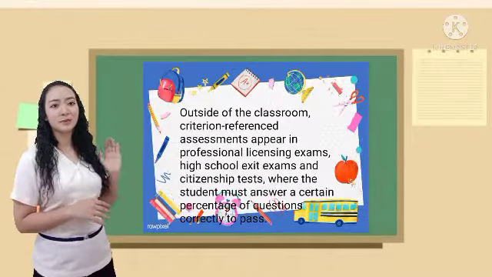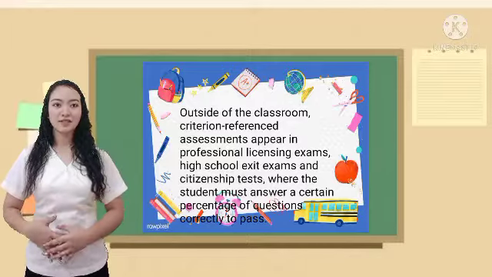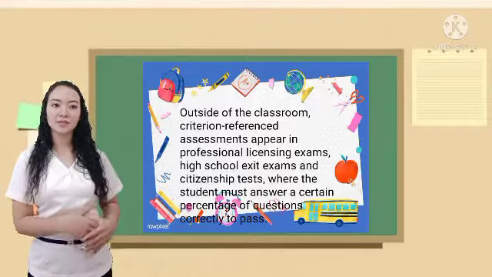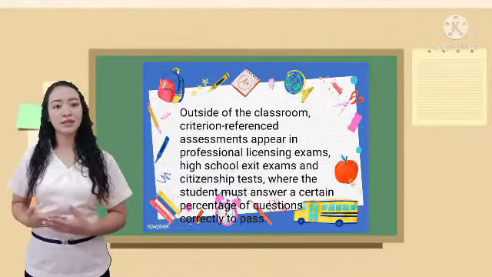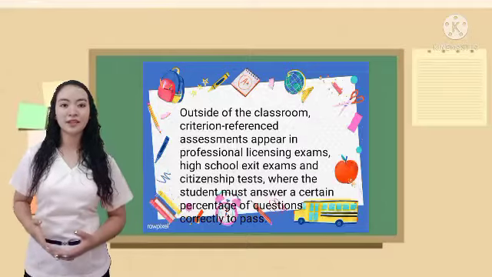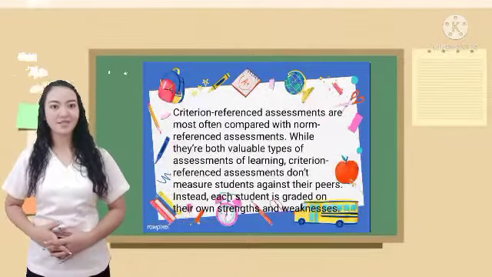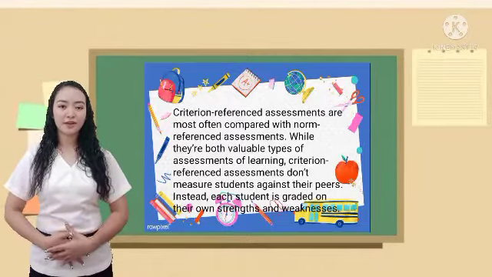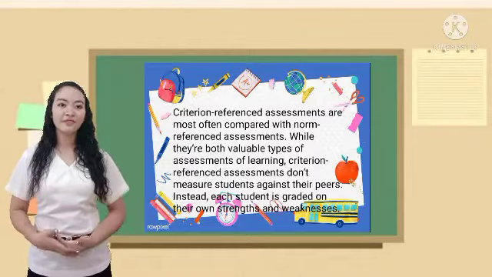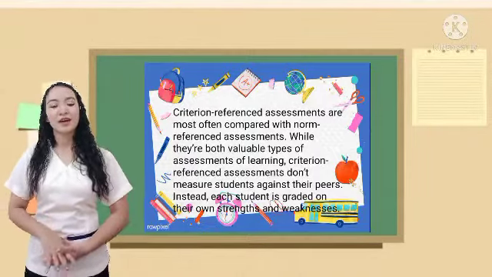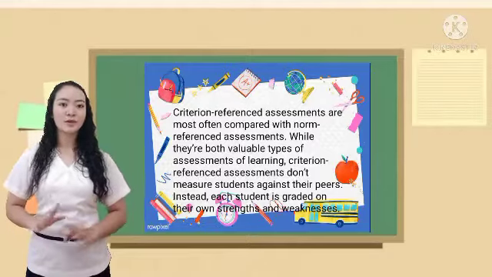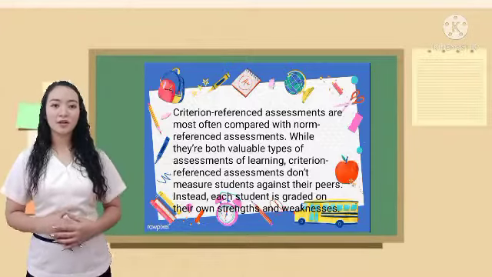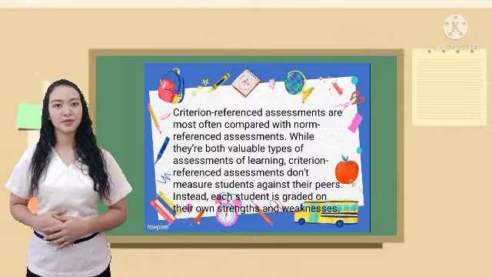Outside of the classroom, criterion-referenced assessments appear in professional licensing exams, high school exit exams, and citizenship tests where the student must answer a certain percentage of questions correctly to pass. Criterion-referenced assessments are more often compared with norm-referenced assessments. While they're both valuable types of assessments of learning, criterion-referenced assessments don't measure students against their peers. Instead, each student is graded on their own strengths and weaknesses.